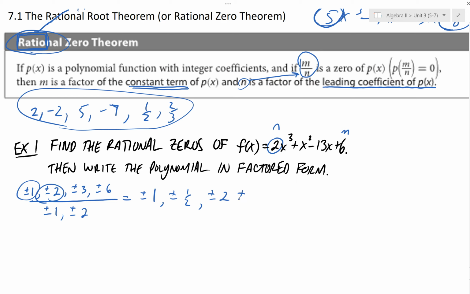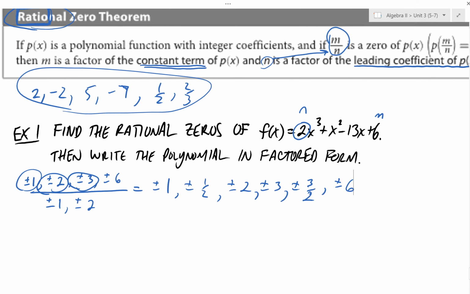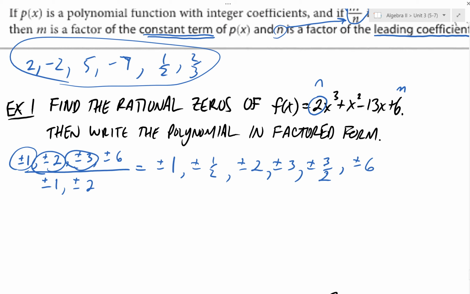Now I go on to 3. Plus and minus 3, plus and minus 3 over 2. Okay, so now I'm done with 3. And then with 6, 6 divided by 1 is positive and negative 6. 6 divided by 2 is 3, but we already have 3 listed. So this is our complete list. If this polynomial has rational roots, they have to be any 3 of these numbers, because it's a third degree polynomial. It could have up to 3 real roots, and so we should keep testing these out until we find all 3.